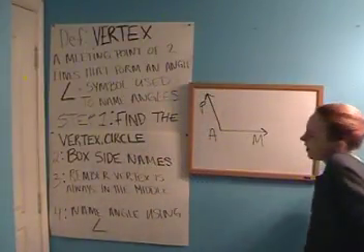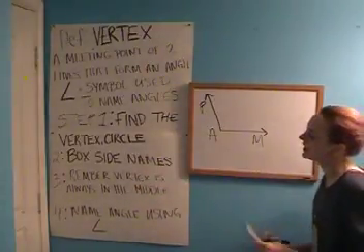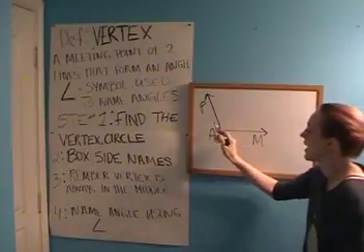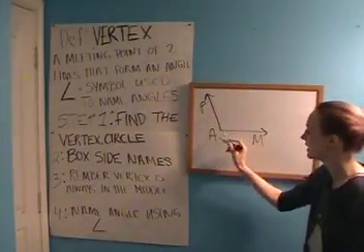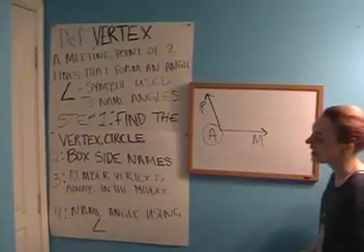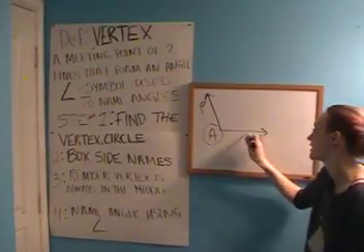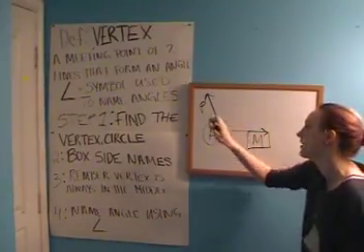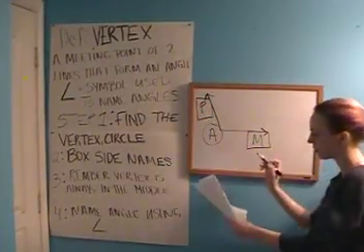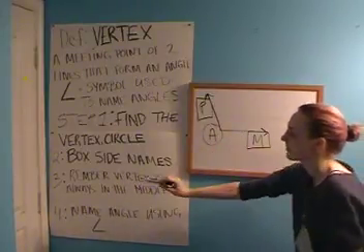So to solve this, we're going to go back to our steps. Step 1 is find the vertex and circle it. Where two lines come to a point is the vertex. So that's A. We're going to circle A. Step 2 says box the side names. We know that this is a side, M, and this is a side, P. So we're going to box M and P, that way we know that they're different from the middle point.